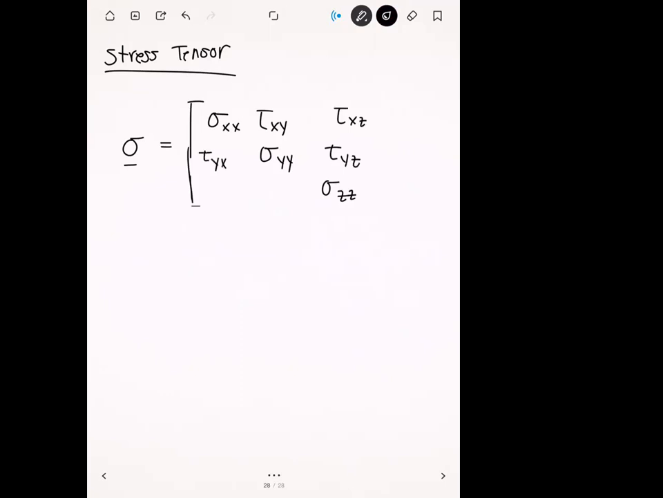In this stress tensor, you have all the normal stresses on the main diagonal, and all the shear stresses are on the off diagonals.